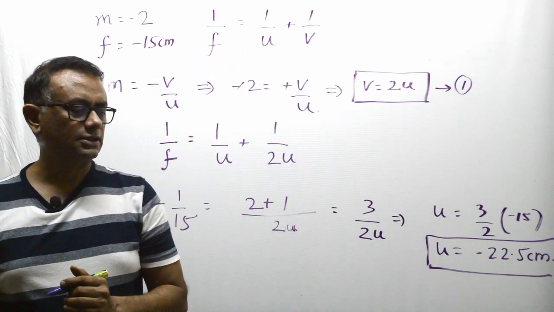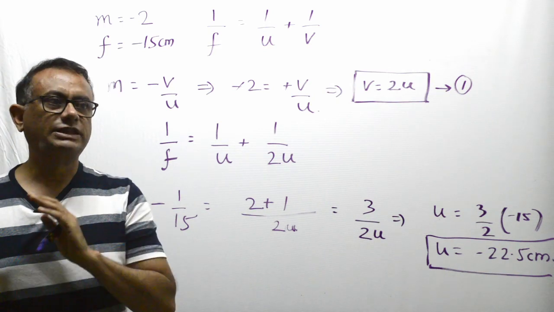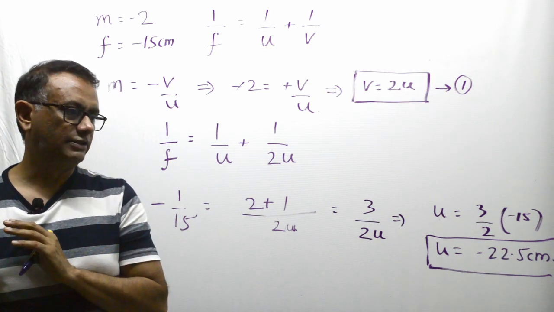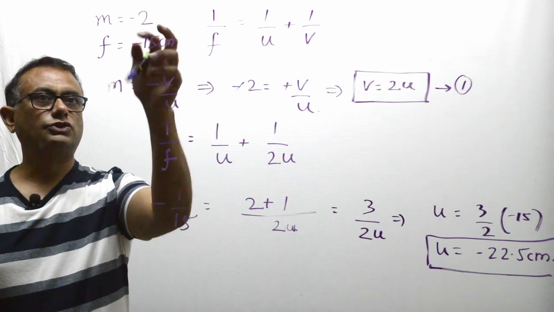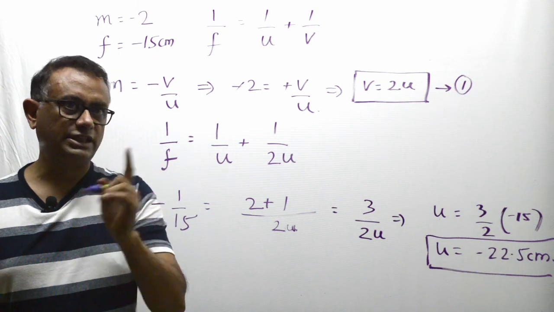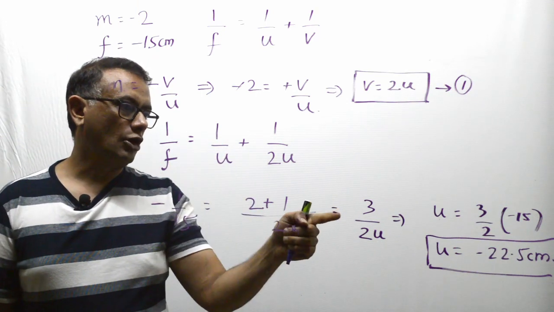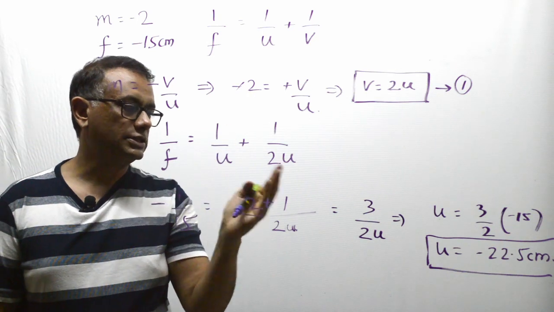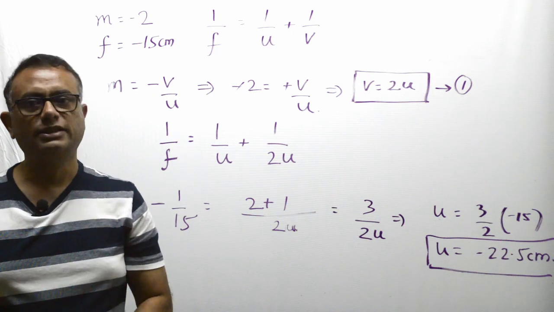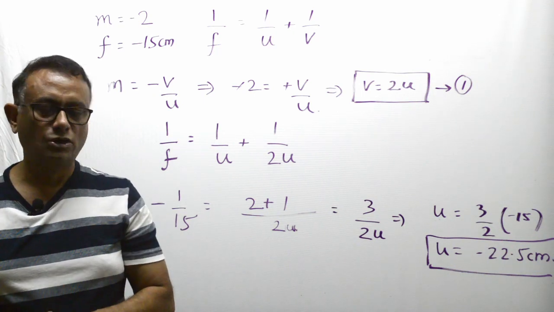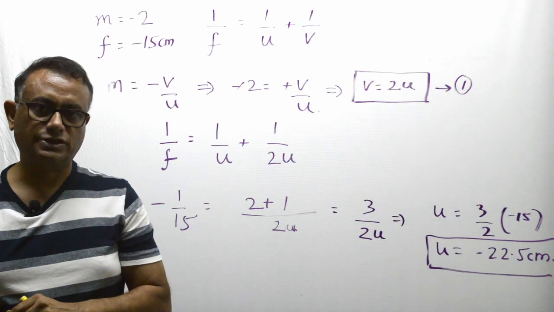So does that tally with our object and the position of the object given? Yes, it does, because focal length is minus 15. So the center of curvature would have been 30 centimeters. So our object is between the focus, center of curvature and focus. So that means the answer is tallying with the data that is given. U is equal to minus 22.5 centimeters. I hope you understood this question.